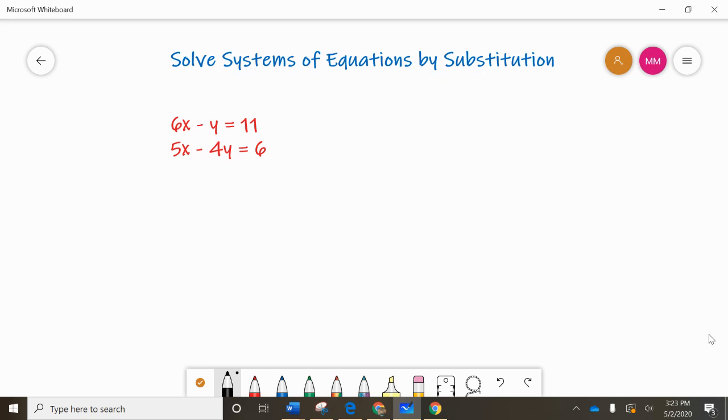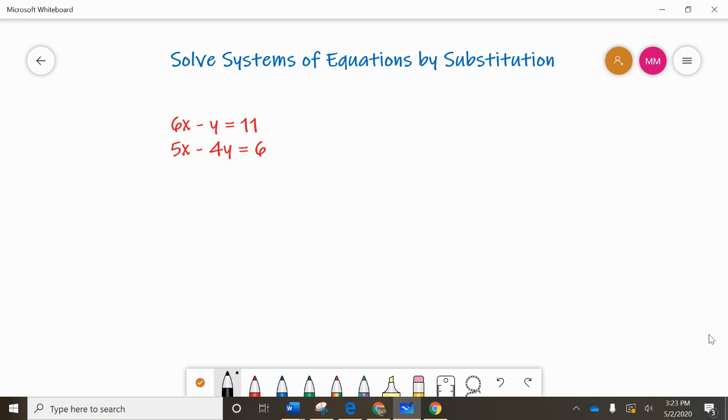For today's lesson, we are going to review how to solve a system of equations by substitution. A system of equations is when we have two equations that we need to find the solution for x and y that works for both of them. And substitution is one method that we can use to do this.